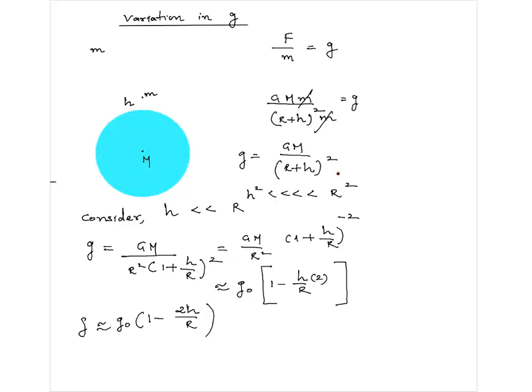But otherwise, for very large distances from the surface of the Earth, this is the way to go: g equal to GM upon (R plus h) whole squared. Any questions regarding this? If you have, then let me know, or we discuss variation with depth. Fine. So let's discuss variation with depth.